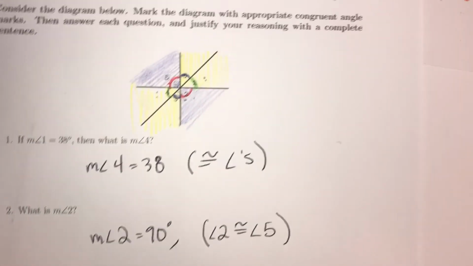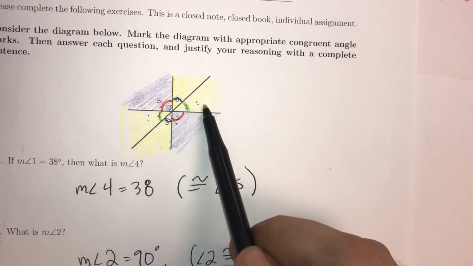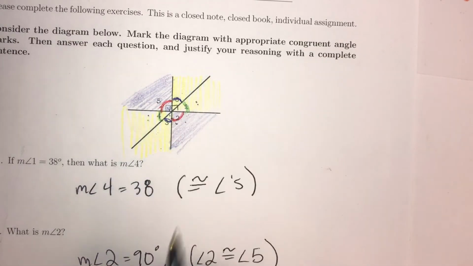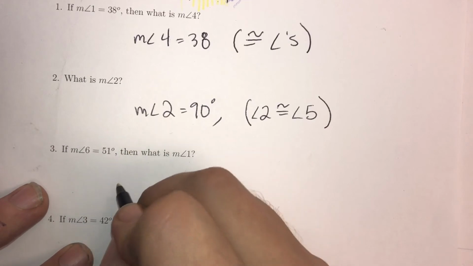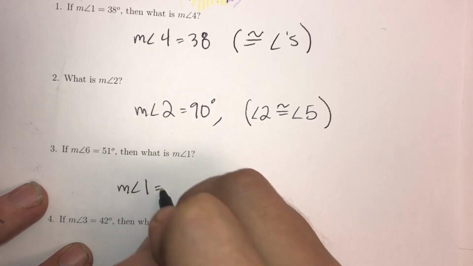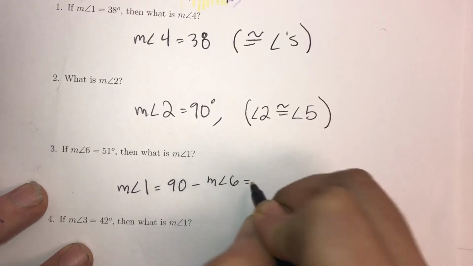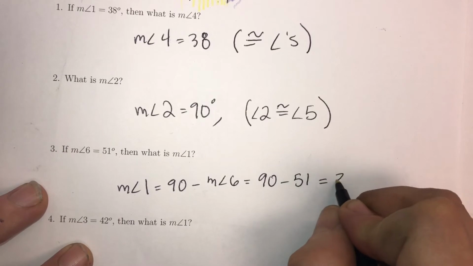If the measure of angle 6 is 51, what is the measure of angle 1? Well, what do we know about 6 and 1? We know that this angle is right, this yellow angle. So 6 and 1 are complementary. So if the measure of angle 6 is 51, the measure of angle 1 is 90 minus the measure of angle 6, which is 90 minus 51, which is 39.